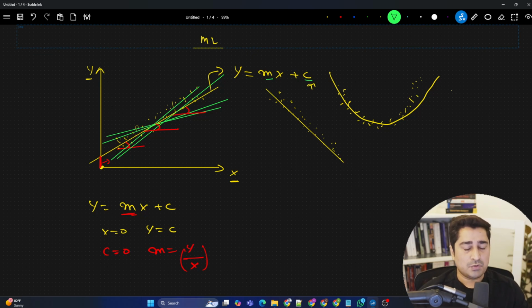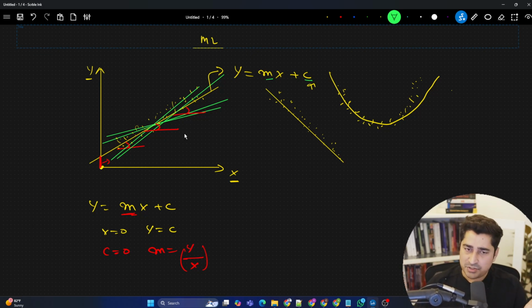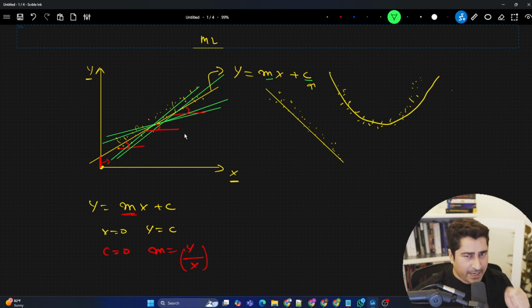But I don't want those infinite number of lines. What I want is a single line at the end of the day, where it should be the best fitted line for me, which should be able to generalize the nature of the entire data set. And that is the line that we are supposed to find out. To find that line, we have to find the value of m and the value of c, because the values of m and c are going to define the nature of the line, or what kind of a line we are going to draw.